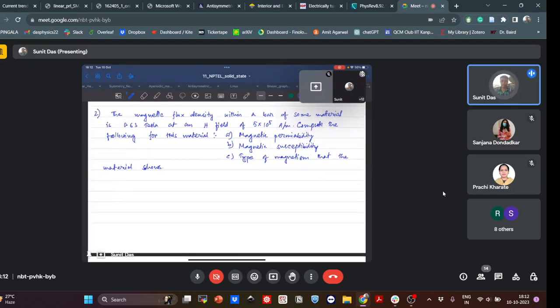So there are three questions clubbed together. Given the magnetic flux density within a bar of some material is 0.63 Tesla at an H field, meaning magnetic field strength, of 5 into 10 to the power 5 ampere per meter. Now we need to compute A, magnetic permeability, B, magnetic susceptibility, and C, the type of magnetism that the material shows. Type of magnetism means ferromagnetism, antiferromagnetism, or paramagnetism, etc. So try to solve it.